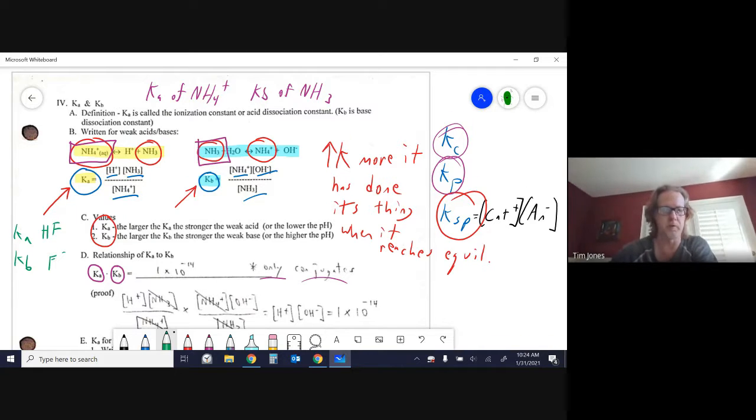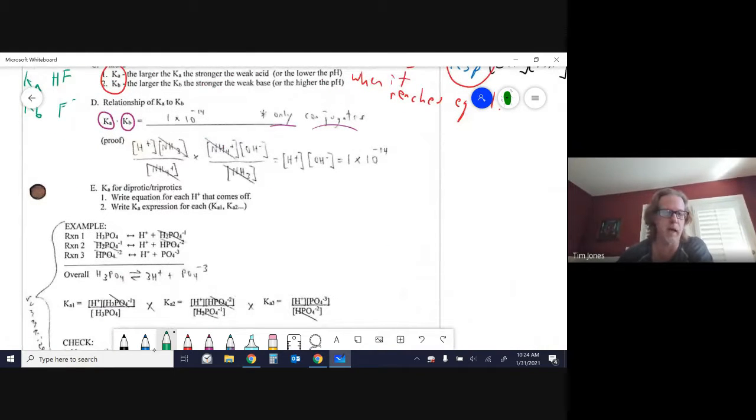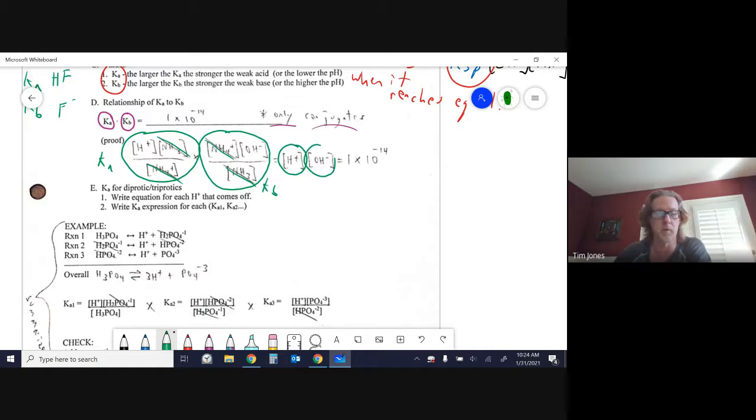And I have a little proof here showing that it works. If we take the system that we have above, here is the Ka of ammonium, and here's to the right the Kb expression of ammonia. So Ka here, Kb here. And notice if you multiply them, all this stuff cancels. The ammonia, the ammonium, and you're left with hydrogen ion times hydroxide ion. And we know what that is.